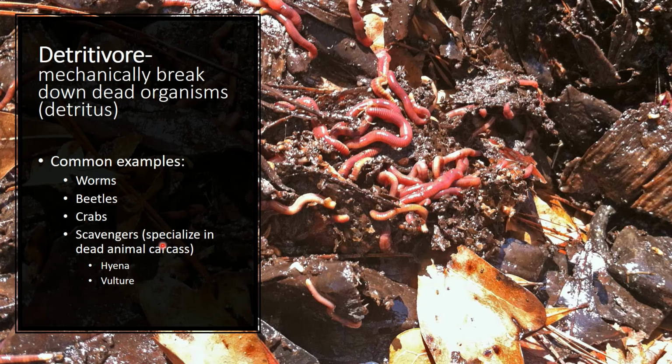Some bigger things you think of, a type of detritivore would be a scavenger, like a hyena or vulture. They're going for carrion. That's big dead animal carcasses. So they're taking those and breaking those down further. But again, a real common example: worms, beetles, insects, a lot of things like that.